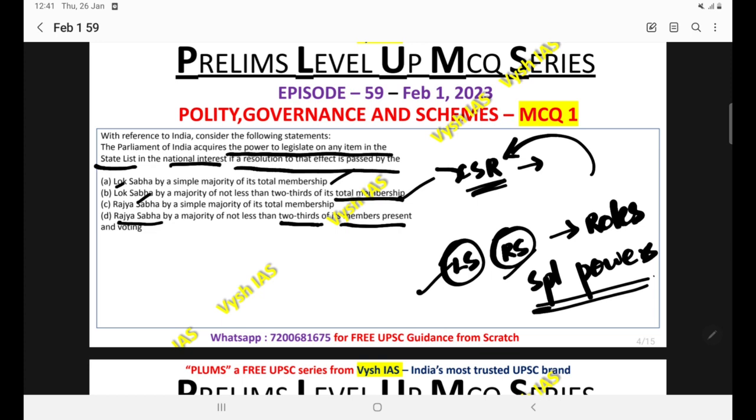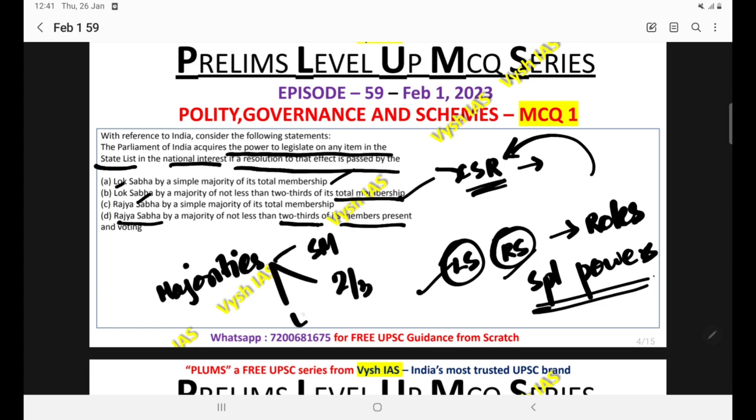Another thing is the types of majorities and where these majorities are used. In certain provisions a simple majority is used, whereas in certain other provisions a 2/3 majority is used. There is also the effective majority kind of thing with respect to the removal of the Vice President. So which majority is used in which places, you should be very clear.